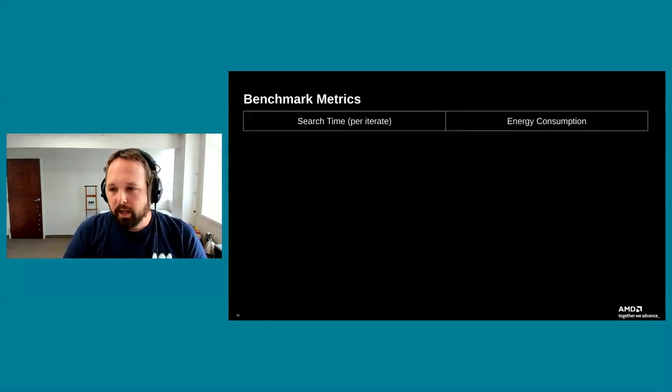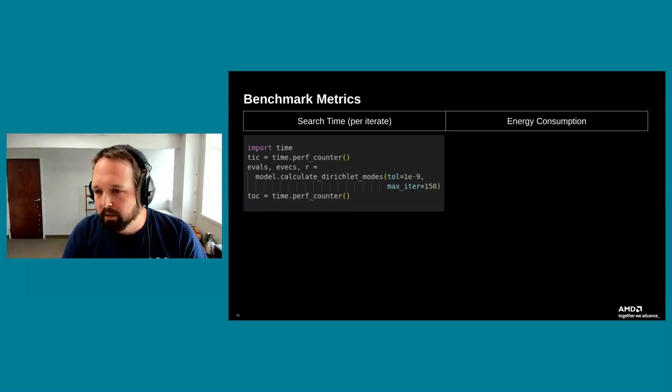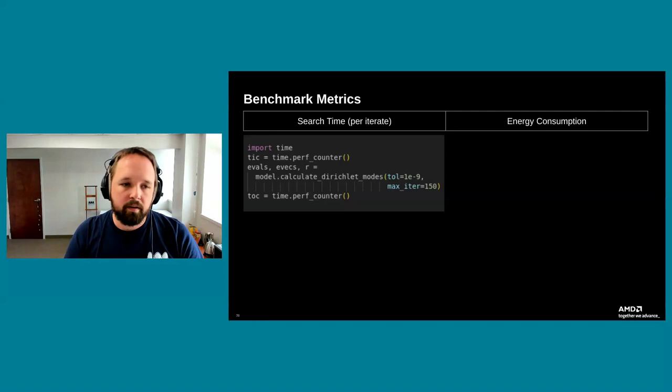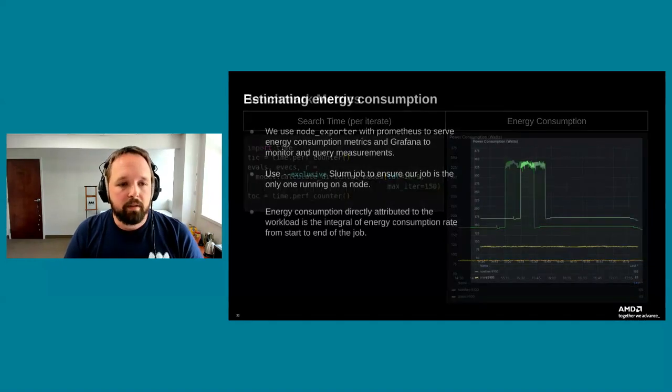Now, in terms of the PyTorch benchmarks we're running today, we're looking at two things: search time per iterate of our implicitly restarted Lanczos method and the energy consumption per iterate. To get search time, we simply use the built-in time package with Python, get a perf counter at the beginning, a perf counter at the end, subtract the two, and that gives us a runtime. If I know the number of iterations I've done, I can divide by that to get search time per iterate. We also look at energy consumption. So let me talk a little bit about how we do that.